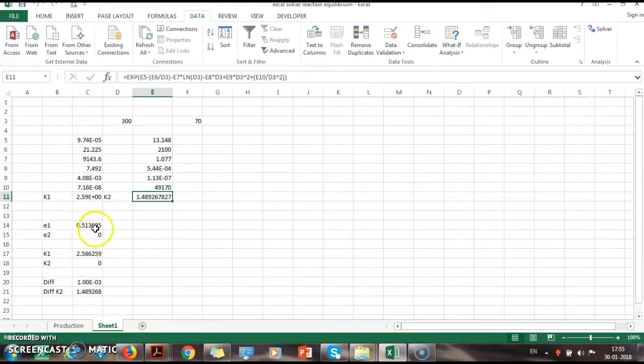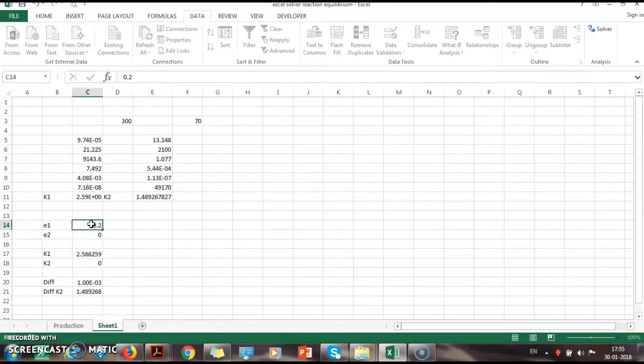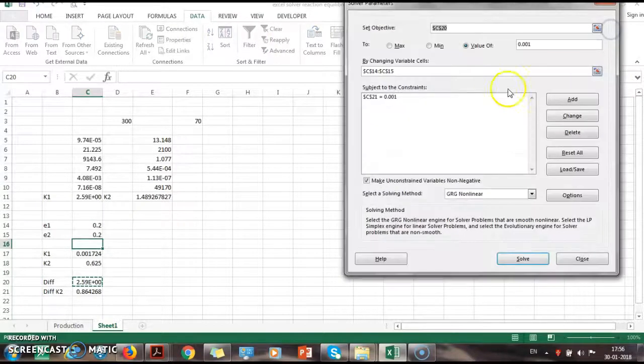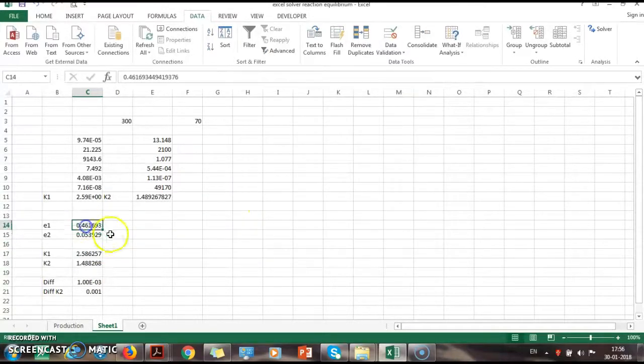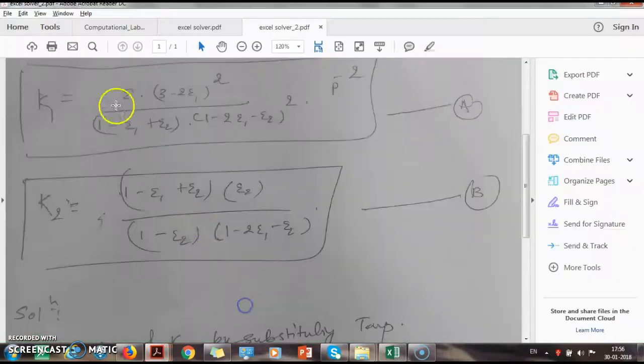just a minute, I'll have to start with a new guess, and I'll go to Solver. C20 to value 0.001, C21 0.001 by changing this, and I've got the answer. And you can see that my epsilon 1 and epsilon 2 have some specific values. So this is how we can solve two non-linear equations. These are two non-linear equations in nature. We can use Solver to match one of them to the desired value and keep the other as a constraint. So by that we can solve this.